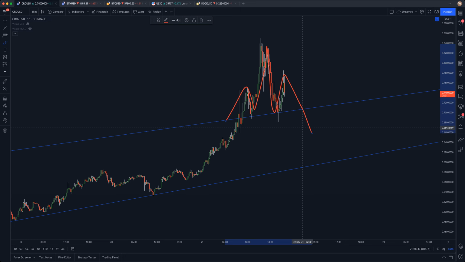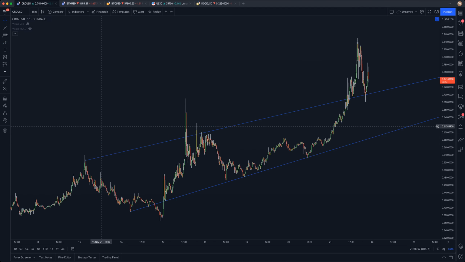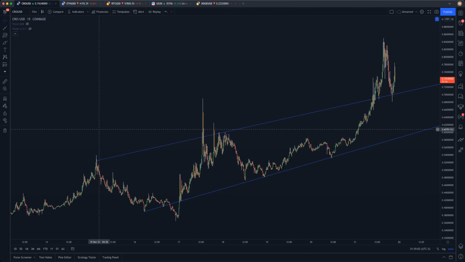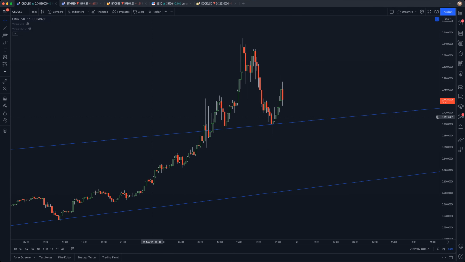So I'm not saying that's a Head and Shoulders, but just watch it. Yeah, I'd say that's probably what I would expect people have on their charts as far as trend lines. Maybe watch it for the next few candles. I'm on the 15-minute right now.